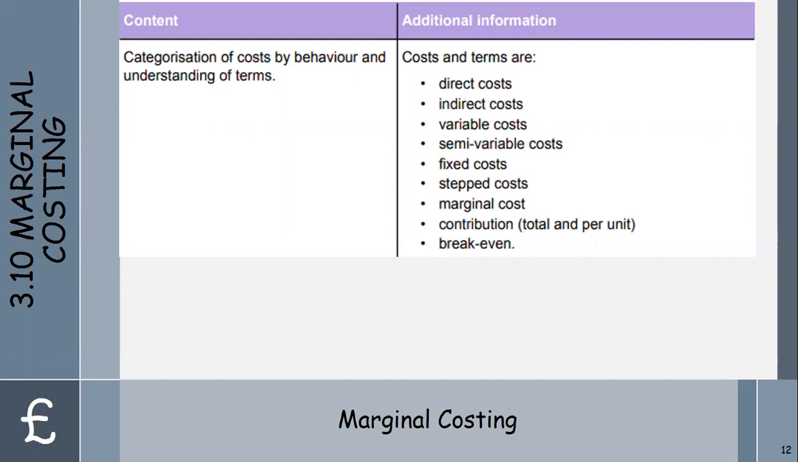So just quickly remind yourself of those 6 definitions from last lesson: direct cost, indirect, variable, semi-variable, fixed, and stepped. See if you can think of examples that fall under each one. If not, look back on your notes from last lesson.